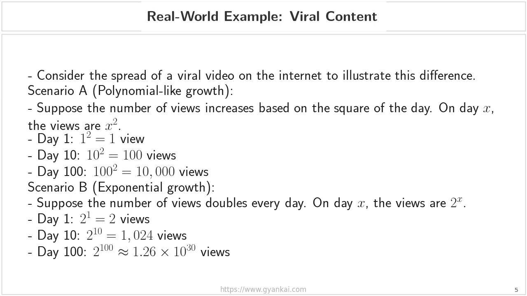On day 1, we have 2 to the power of 1, which is 2 views. By day 10, we have 2 to the power of 10, which is 1,024 views, already 10 times more than our polynomial scenario. But look at day 100. 2 to the power of 100 is approximately 1.26 times 10 to the power of 30. This is a number so large it is difficult to even comprehend.